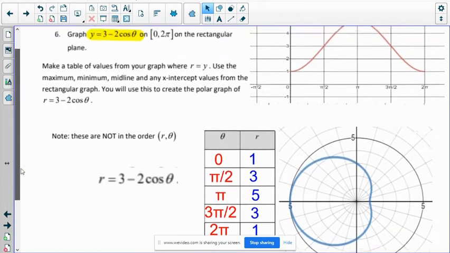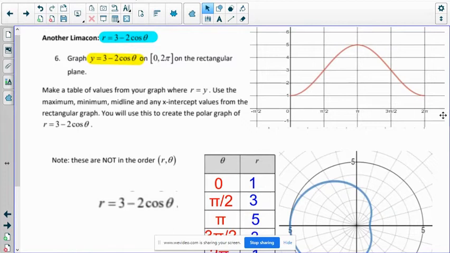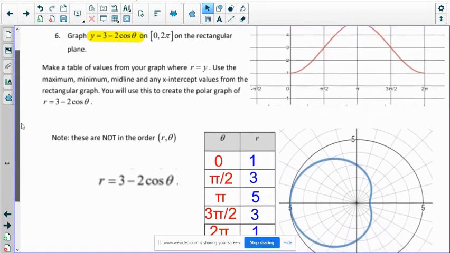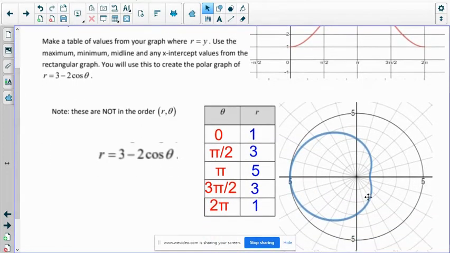Well, the obvious thing I want to point out is notice in your rectangular graph, there is nowhere where your radius is negative, where it goes below the x-axis, because the first number is bigger, that this number minus this number is never going to be smaller than 0. Okay, so instead of a loop, it creates what we call a little dimple. So you could have a limacon with a loop, or you can have a limacon with a dimple.